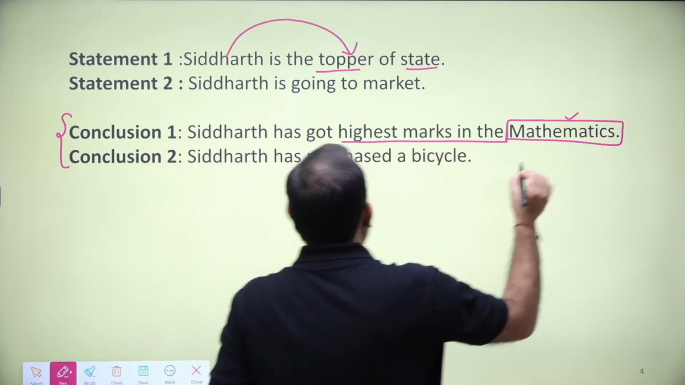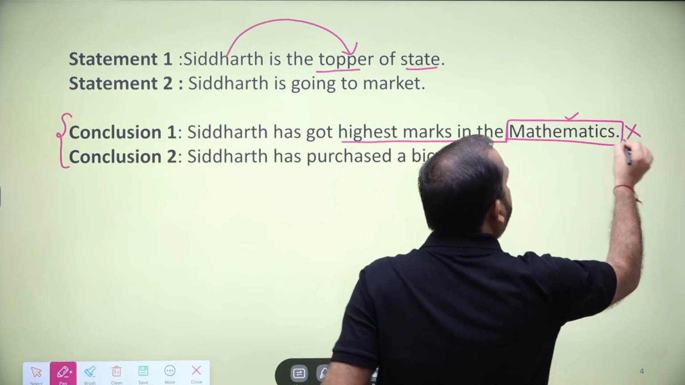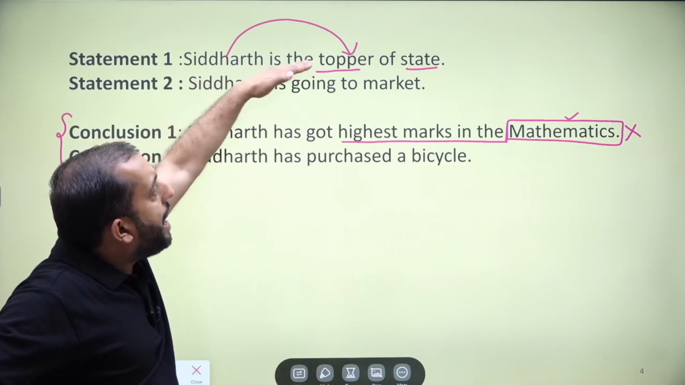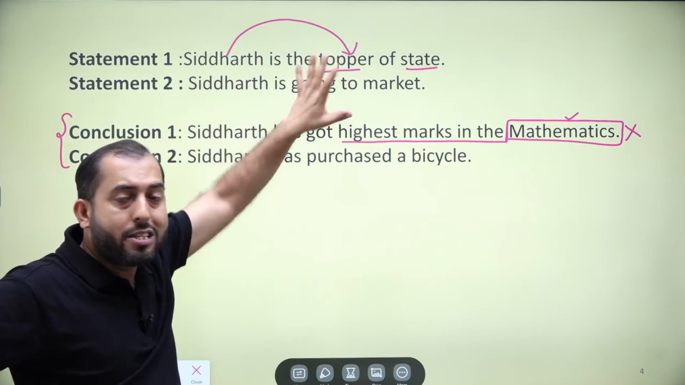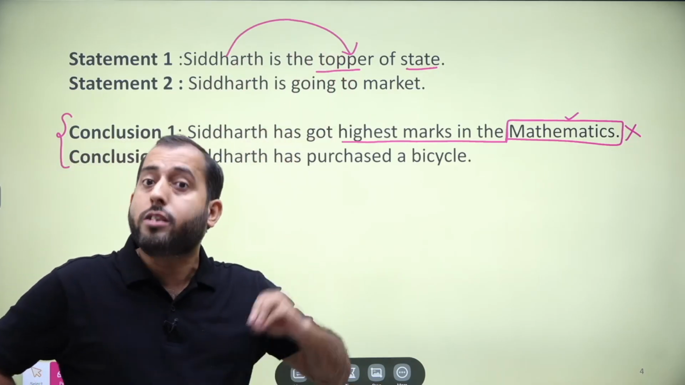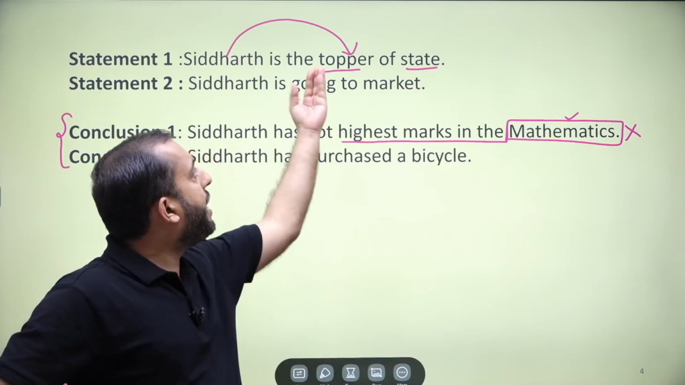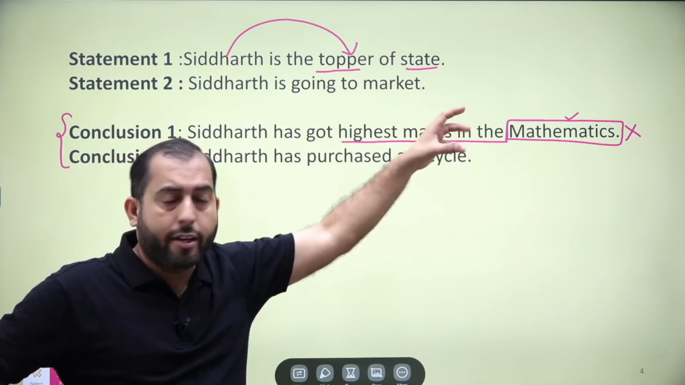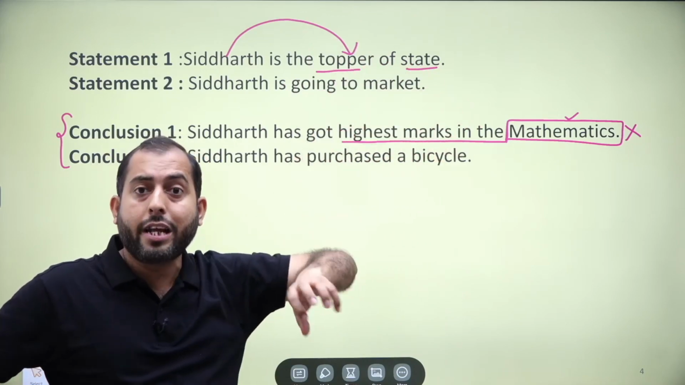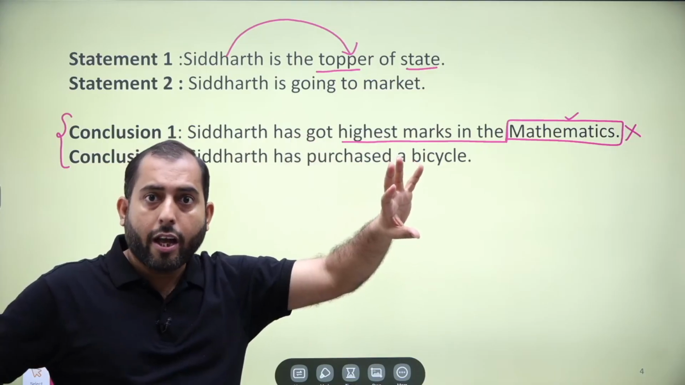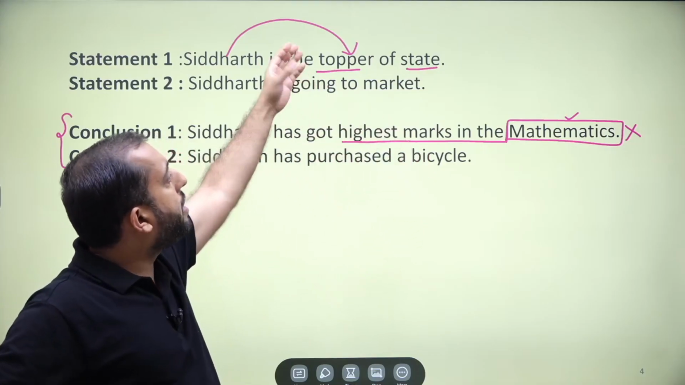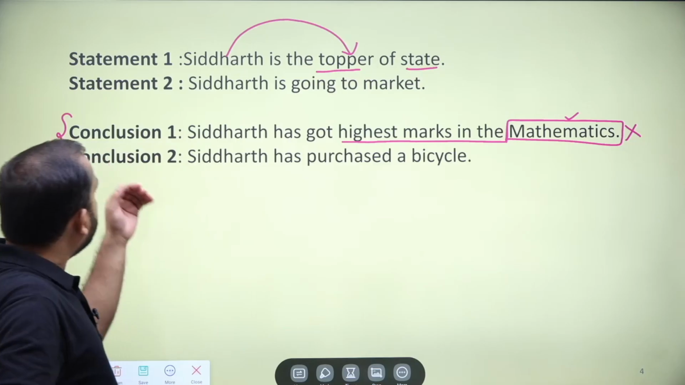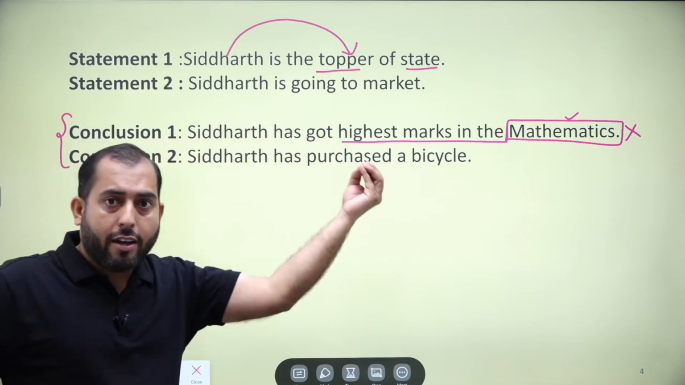That is why conclusion 1 is not valid. Because statement 1 is telling us that Siddharth is the topper, but it is not talking about his subject. It might be possible that Siddharth has topped the state in the commerce field, or in the arts field. It might be possible that he has mathematics as his subject or not. So conclusion 1 is not valid here.